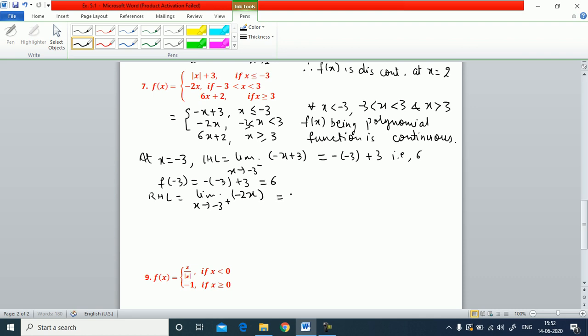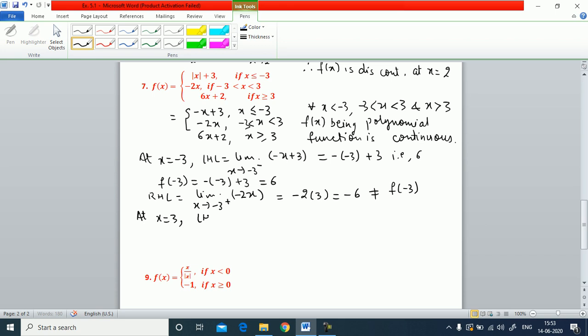So what we are going to do, minus 2 into x is to be replaced by 3. So this is coming out to be minus 6. So this is not equal to the value of the function at minus 3. So what do we find here? For minus 3, all the 3 required conditions are not coming equal. So it is discontinuous at minus 3. Okay, let us check it at 3.